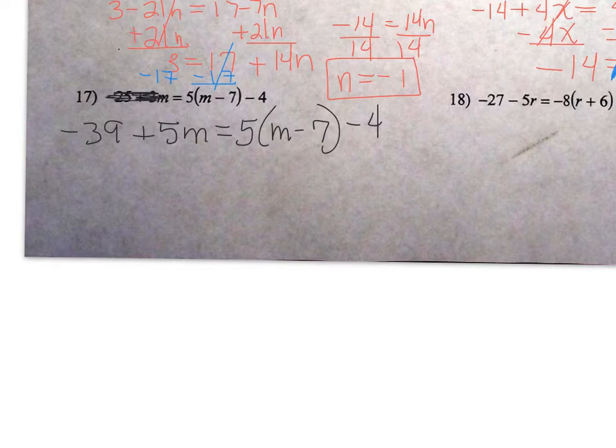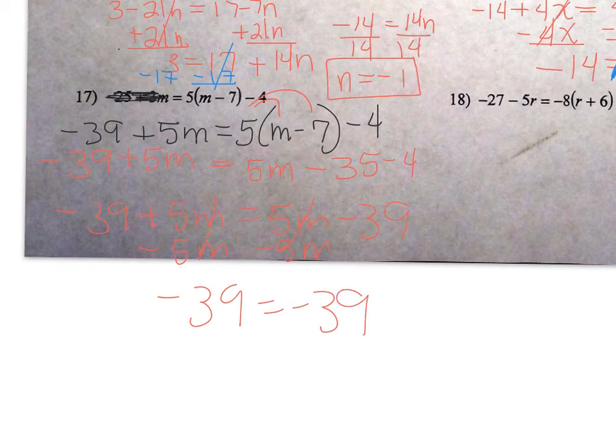So now let's continue. 5 times m is 5m. I'm going to recopy the negative 39 plus 5m. 5 times negative 7, how much is that? Negative 35. And what's going to happen, just give me 1 minute, is that the 5m is going to cancel, okay? And you're going to have negative 39 equals negative 39. So what is that? Infinitely many solutions.